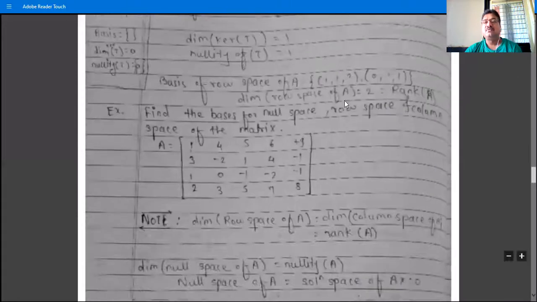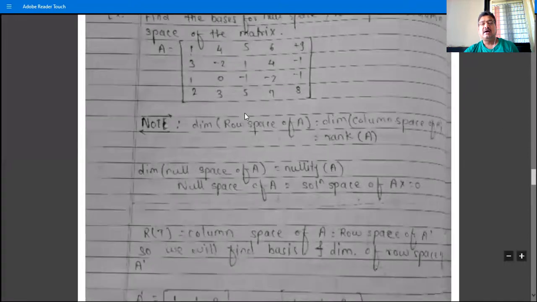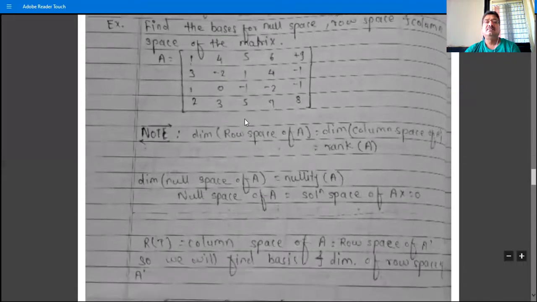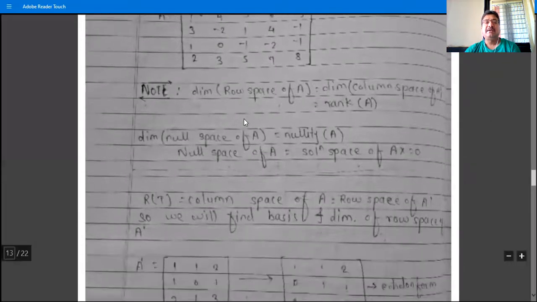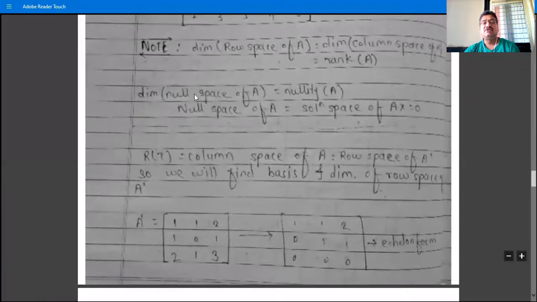Okay. So, find the basis for the null space, row space, and column space of the matrix. We know how we can find the basis for the row space, column space, and null space of a matrix. The dimension of the row space and the dimension of the column space are the same, and it's called the rank of A. And the dimension of the null space of any matrix is called the nullity of A.